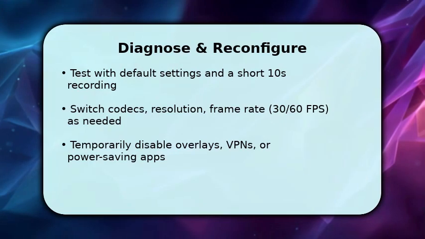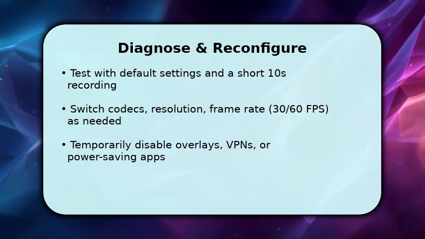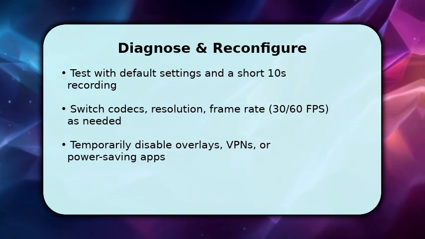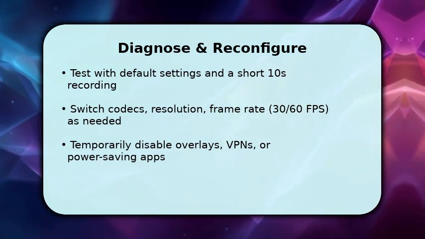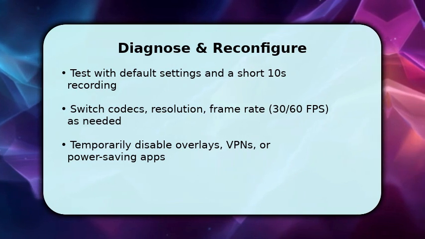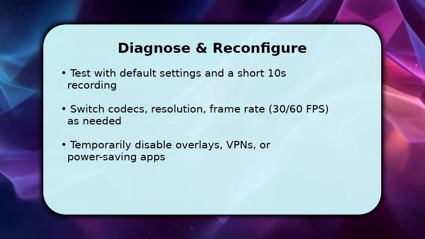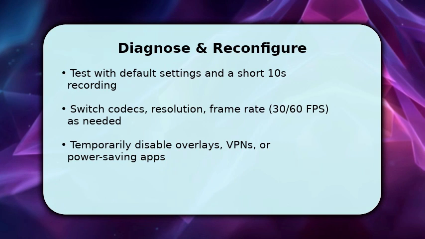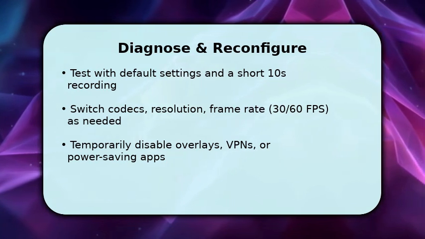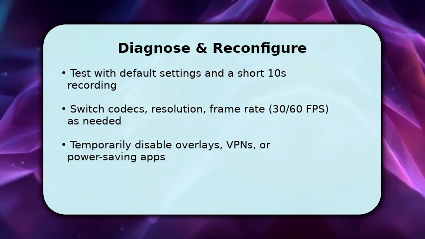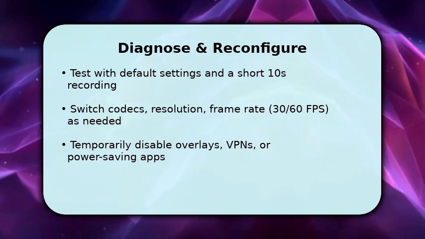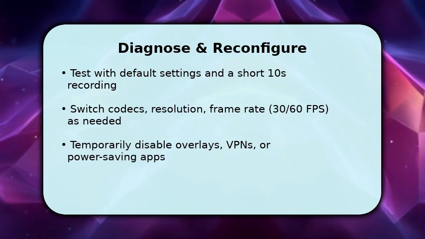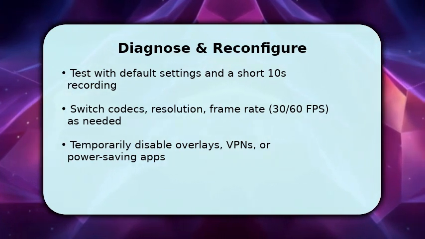You now run a short 10-second test using default settings to isolate issues. A small sample reveals whether capture, audio, or sync problems exist. If glitches appear, change codecs, lower resolution, or toggle between 30 and 60 FPS to reduce CPU/GPU load. Make sure overlays and VPNs are off because they can block capture hooks. If the recorder uses hardware encoding, try software encoding to compare. These targeted changes help determine whether the problem is settings, performance, or external interference.